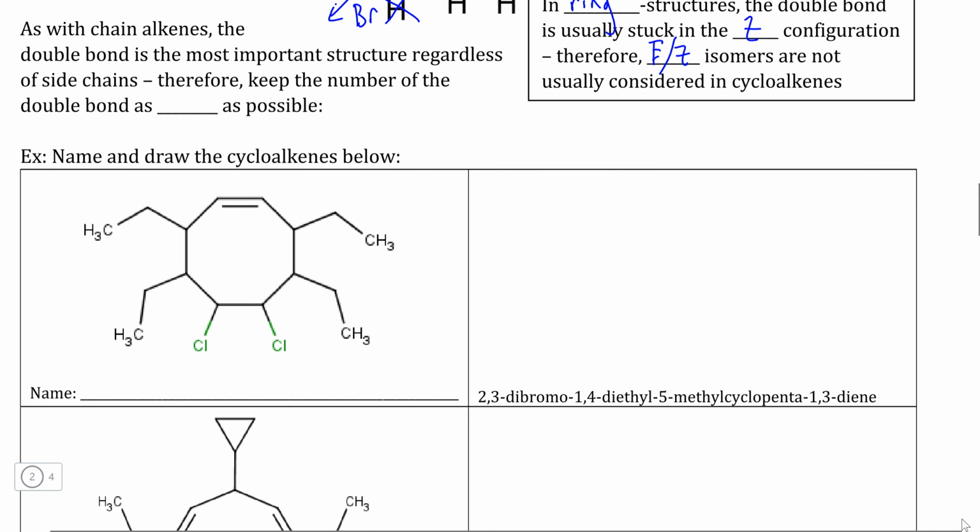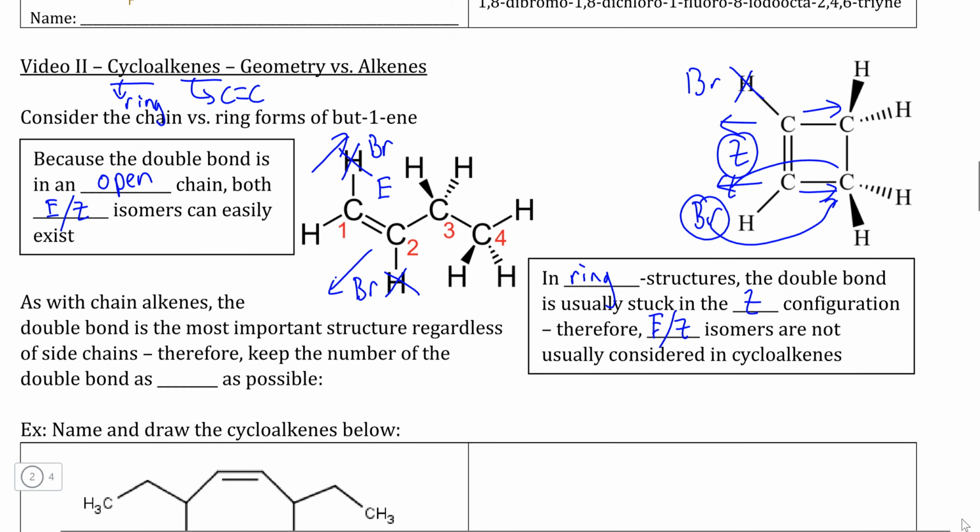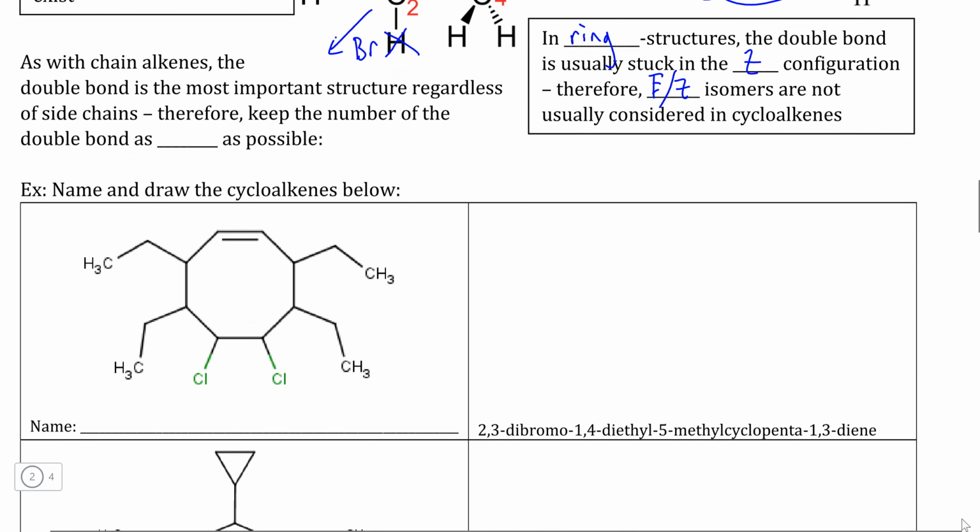Now, as a consequence, the naming system for cycloalkenes is significantly more straightforward because we don't really need to bother with E or Z forms, because modifying one to the other would destabilize the ring. So the rules remain relatively simple. Look for the parent chain, which in this case is 8 carbons long, so this would be a cyclooctene.